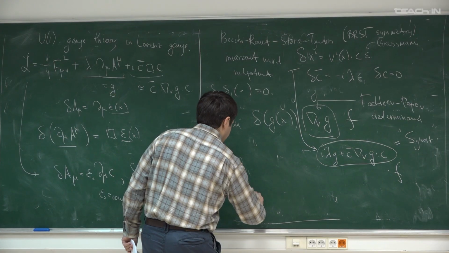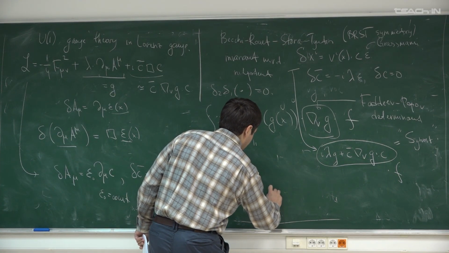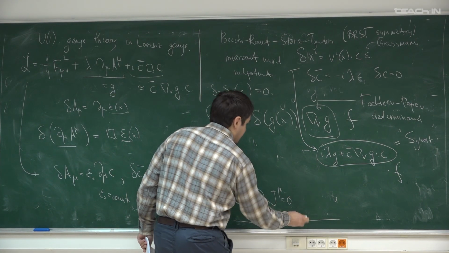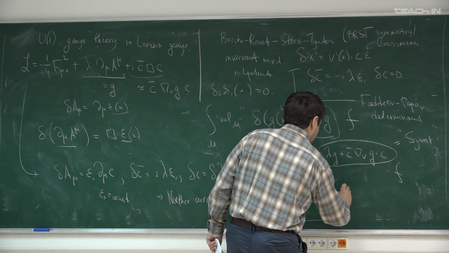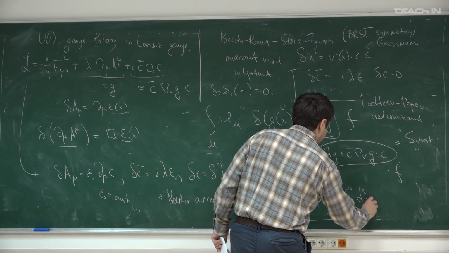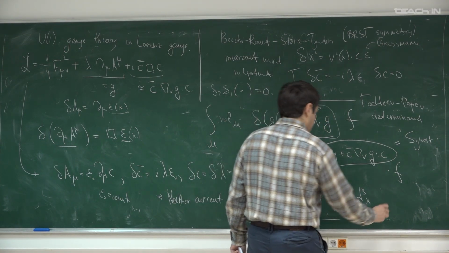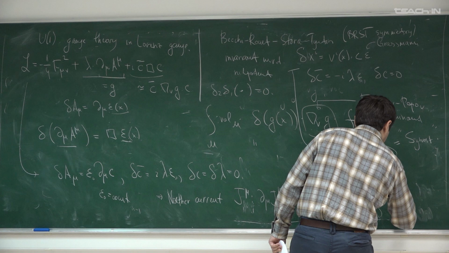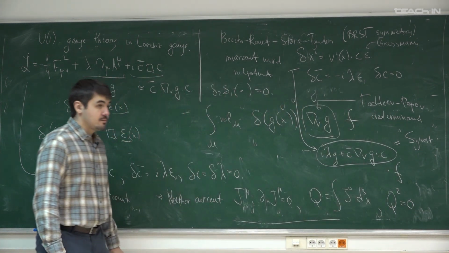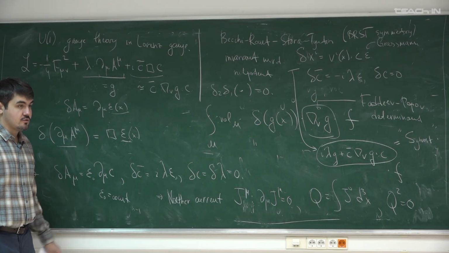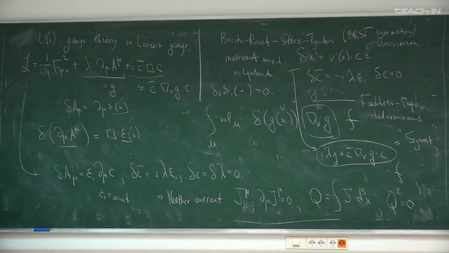It's a conserved current. And you can compute the corresponding charge. So charge is the integral of the zeroth component of your current over space in electrodynamics. And again, it will be nilpotent. Because the transformation is nilpotent, the corresponding charge is also nilpotent as an operator in the Hilbert space of your theory.